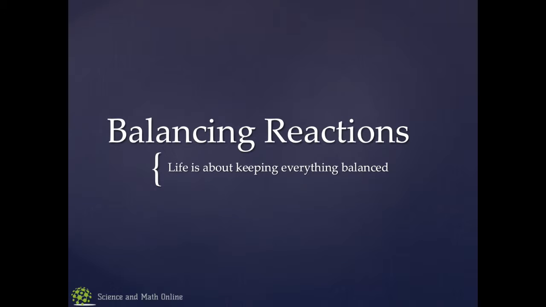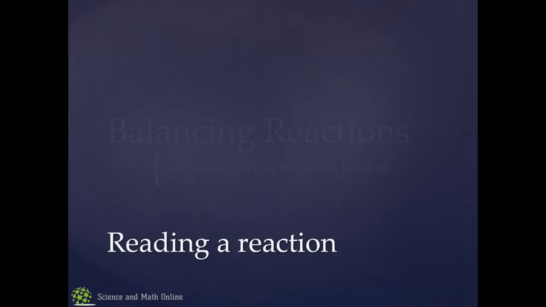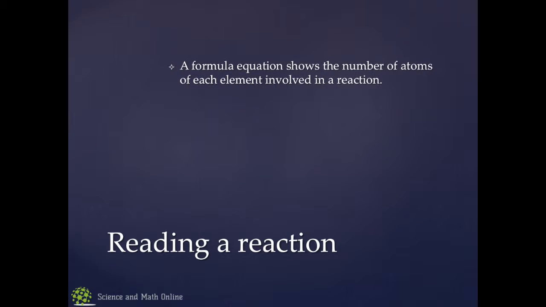All right. Life is really about keeping things balanced because nature likes balance. Nature likes things to be even. And that's definitely the case when it comes to balancing reactions. So when we look at a formula equation, it shows the number of atoms of each element involved in a reaction. So I've got one iron atom reacting with two oxygen atoms forming two iron, three oxygen.